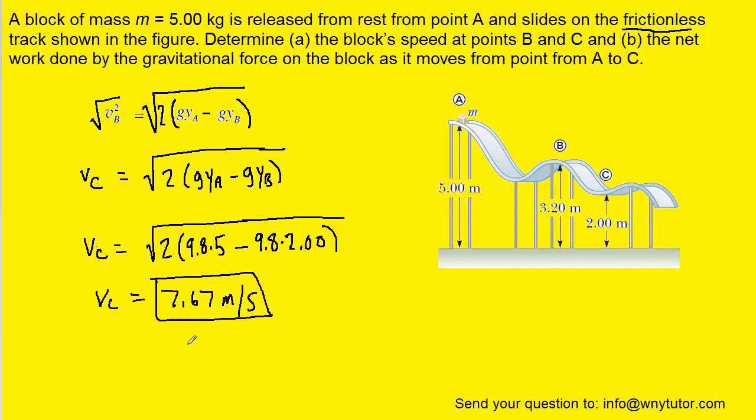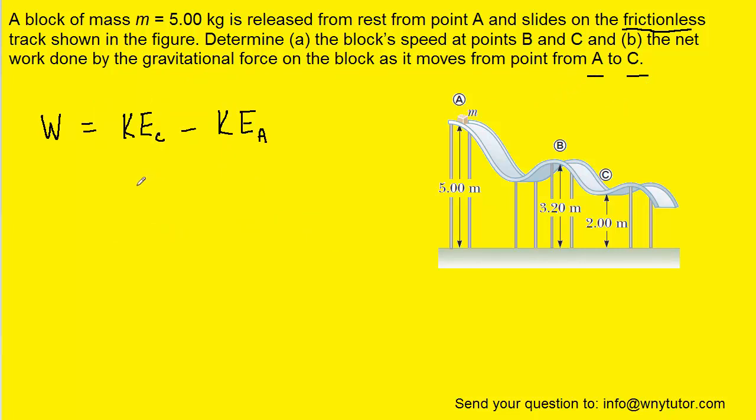We can next move on to part B of the question and calculate the work done by gravity as the block moves from point A to point C. Now, there are many ways to calculate the work done by gravity as the block slides from A to C, but one way is to use the work kinetic energy theorem, where we have the work done by the force equal to the change in the kinetic energy. Now, kinetic energy is 1/2 times mass times speed squared.